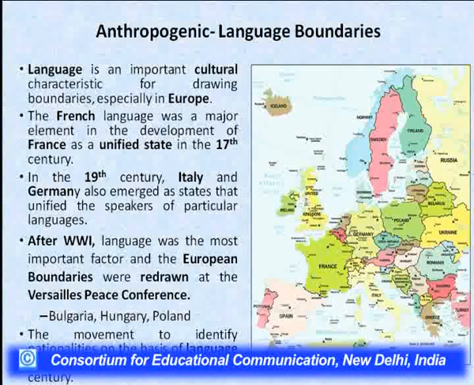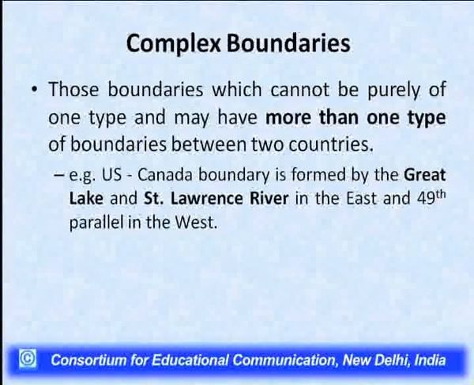In fact, after World War I in 1919, different regions of Europe were carved out based upon the Versailles Peace Conference, and the different boundaries were redrawn, like in Bulgaria, in Hungary, and in Poland. And in the 20th century, we can see that language is also a very important factor that has devised different identities, different nationalities based upon different languages.